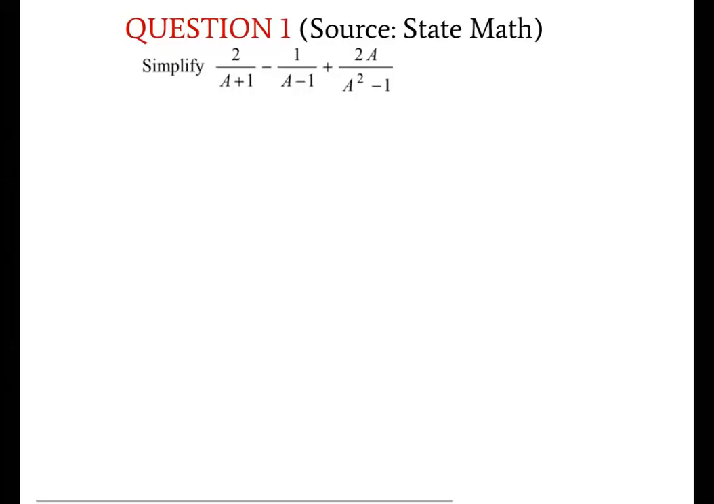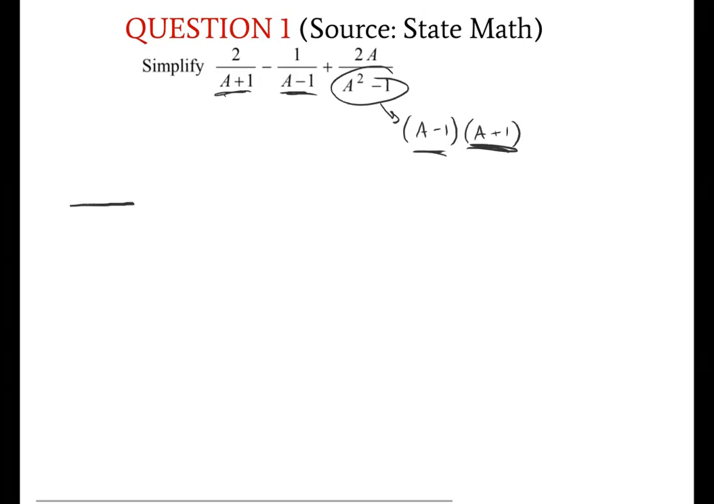Question 1 asks you to simplify this expression. First of all, we want to find the common denominator. So let's look at this first. You can expand it to a minus 1 times a plus 1. As you can see, this is just this, and this a minus 1 is also here. So that means that a squared minus 1 can be our common denominator.